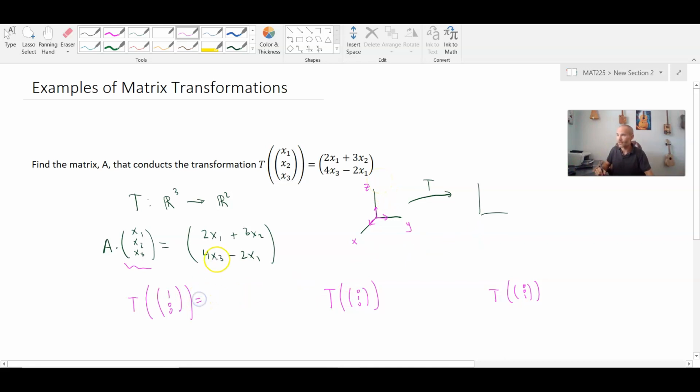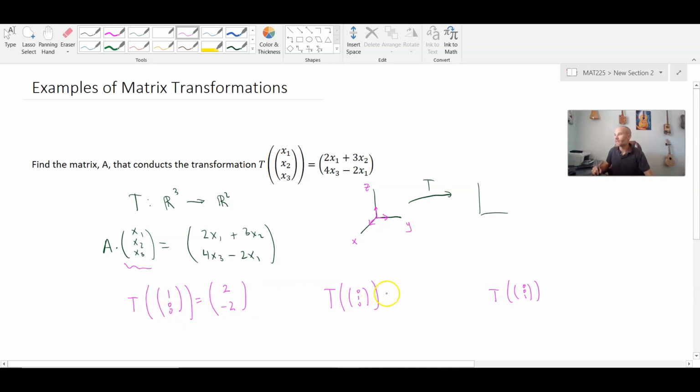So to perform this transformation, we're told that what the output should be if we transform a vector is in the top component of the result, we should take 2x1 plus 3x2. So 2x1, that's going to be 2 times 1 plus 3 times x2, which is 0. So 2 times 1 plus 3 times 0 is going to equal 2. And for the bottom component, we want 4 times the x3 component, so 4 times 0 minus 2 times x1, which is 1. So we have 4 times 0 minus 2, which is negative 2.